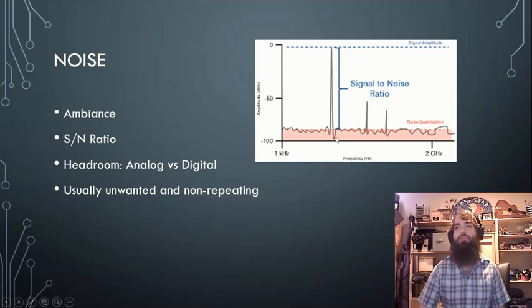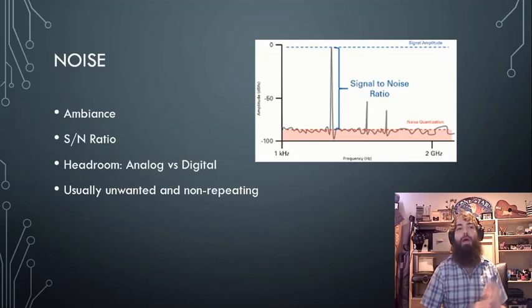So we call it our noise floor. That's just what we want to keep as low as possible. So sometimes we refer to it as signal to noise ratio. We want to keep our signal high and our noise low. So the higher the ratio of signal, the better.